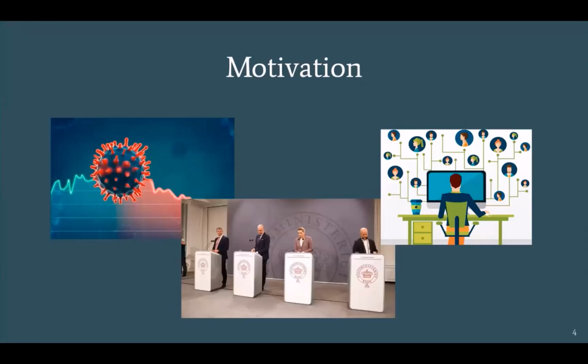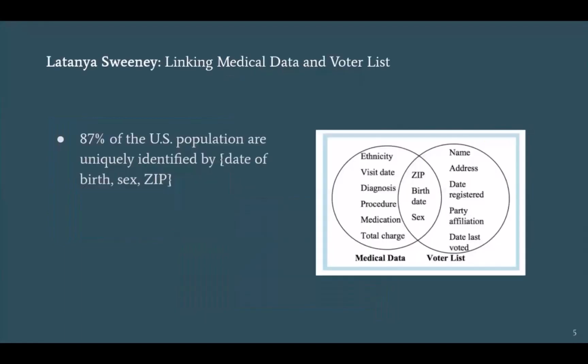The problem of insufficient anonymisation is very broad, and we were very much inspired by a study conducted by Sweeney, who was able to uniquely identify 87% of the US population by date of birth, sex, and zip code. What she did was just simply joining her medical data with voter lists, and then looking at the combination of the common demographics.